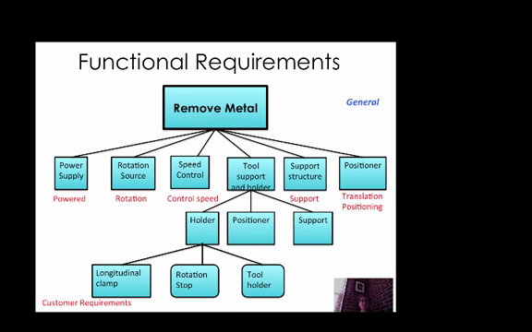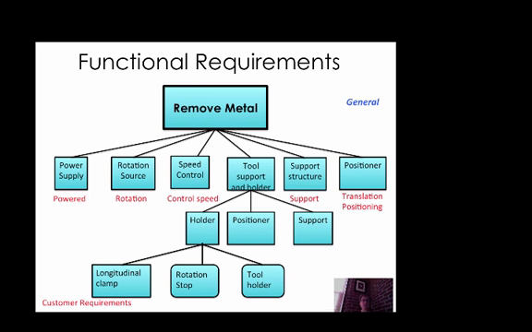They said they wanted to control rotation and translation, so we're going to have to find a way to rotate this stock. We're also going to have to determine a way to control speed, to hold tools, to support both the tools and any structure required to hold the entire machine. And we want to think of ways to position the tool, the stock, and the tool and the stock relative to one another. So that's the first level of functional decomposition.